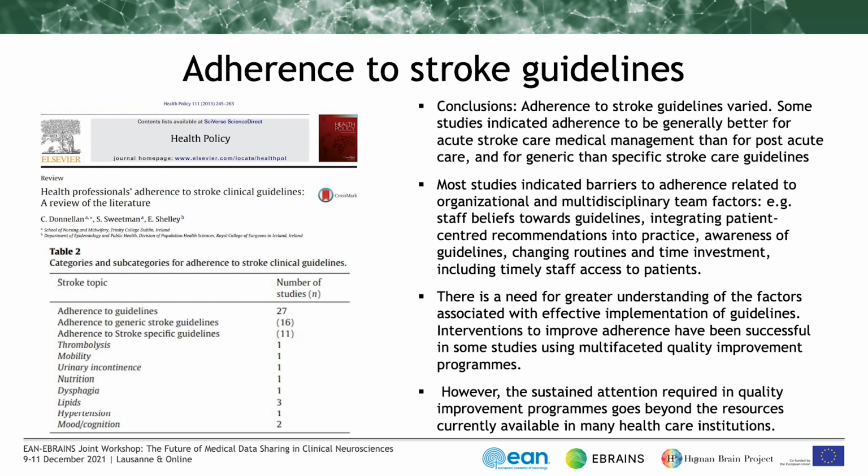A recent literature review found only 27 studies assessing the adherence of stroke to stroke guidelines, and only 16 were evaluating generic stroke guidelines. The others were devoted to single specific problems like thrombolysis, mobility, nutrition, etc. And you see here. However, most of these studies were done outside of Europe, and only 5 of these studies really evaluated adherence as it is, as a photograph of a situation.